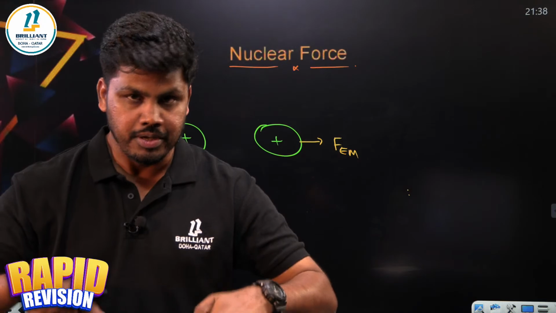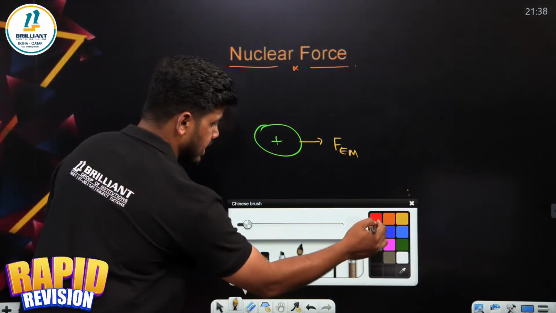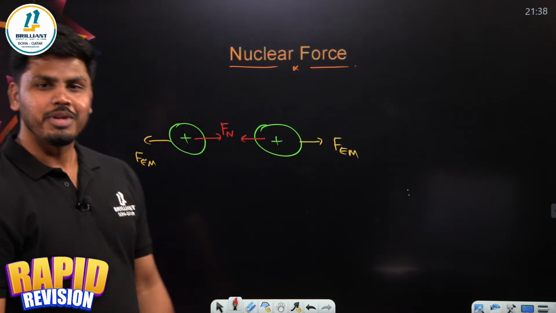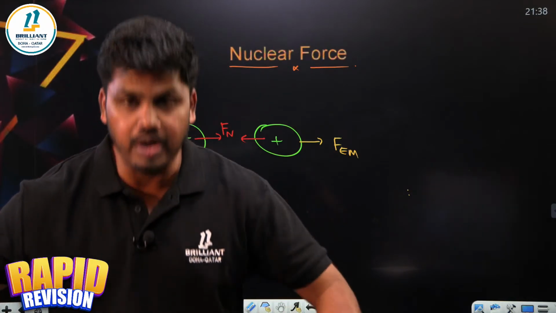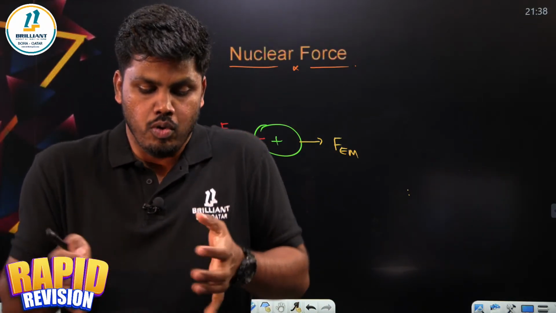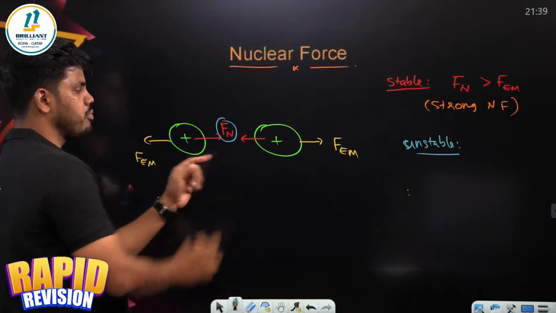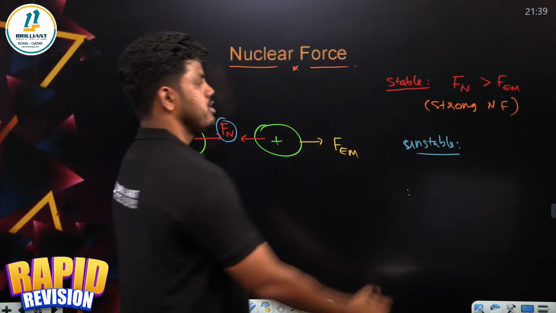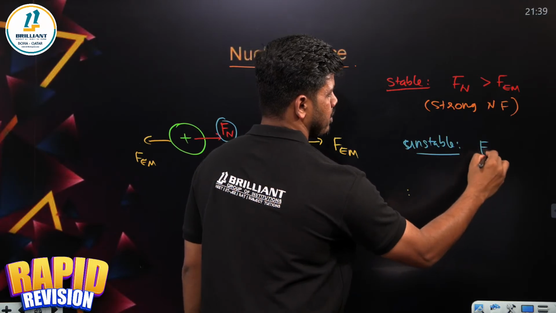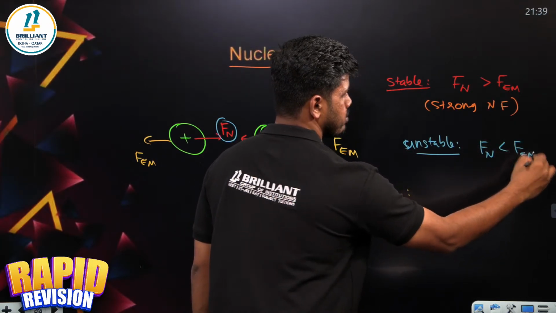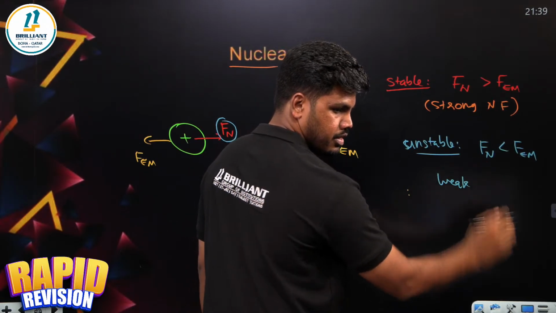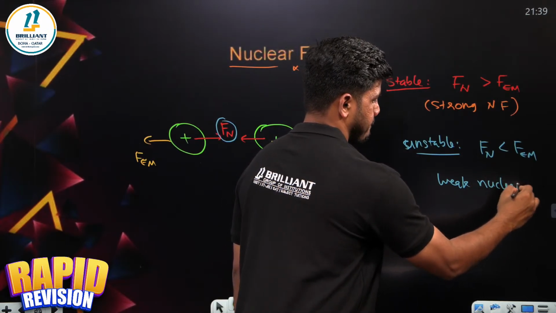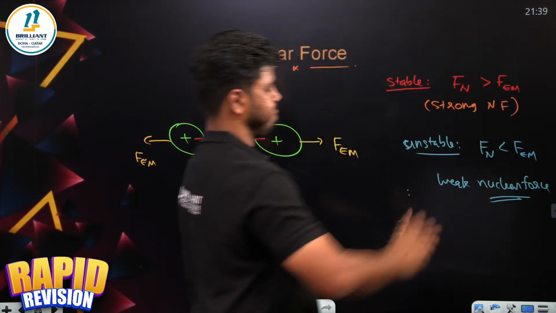But because of the binding energy, there will be an attractive force acting between them. That is called nuclear force. That nuclear force holds the nucleons together. If it is an unstable nucleus, the nuclear force is weaker than the electromagnetic force, so they repel and move away from each other. At that time it is called weak nuclear force.